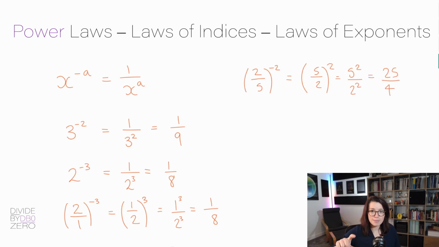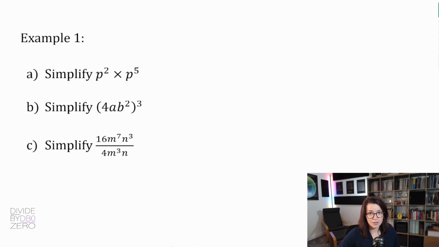That process of flipping the fraction upside down is also referred to as the reciprocal. Reciprocal means flipping something upside down. The reciprocal of 2/5 is 5 over 2, and the reciprocal of 2 over 1 is 1 over 2. Okay, so now I have some examples to work through.